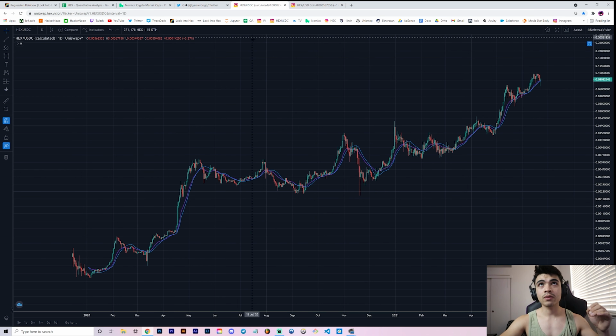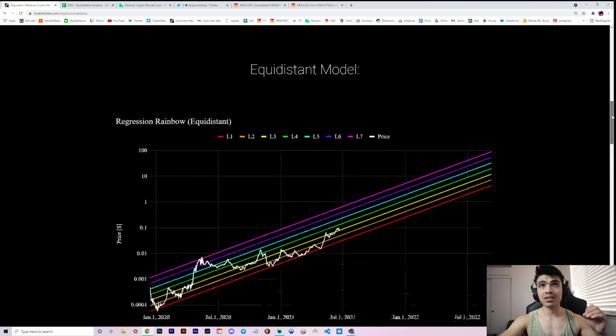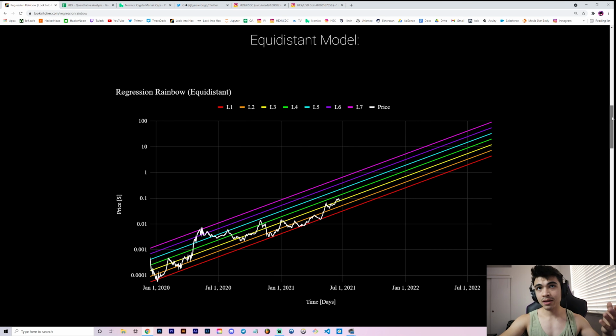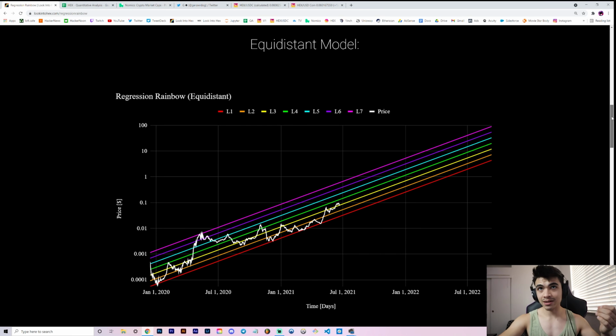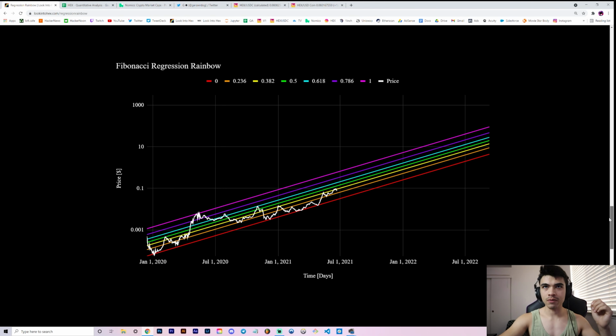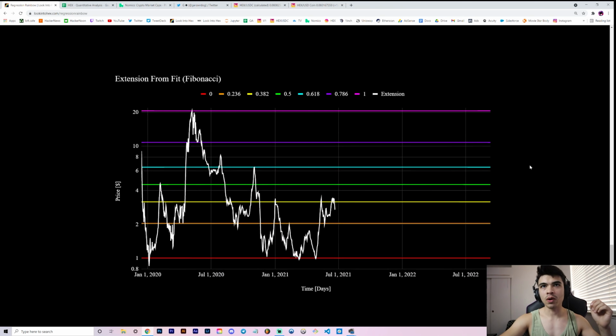So if you've been following the channel for a minute now, then you know we have our regression rainbow, both Fibonacci spaced as well as our equidistant regression rainbow. Now, just a quick review. The pink, green, and red lines are the exact same, and the only difference between these two models are the intermediate bands. So, let's choose our Fibonacci model and take a look at what I'm talking about. Once it's normalized to our fit, we see that we had this fractal sort of play out.